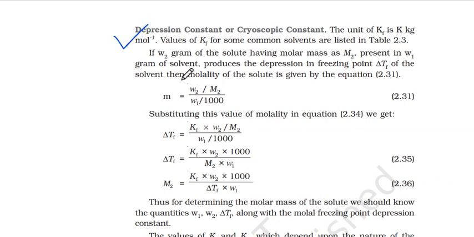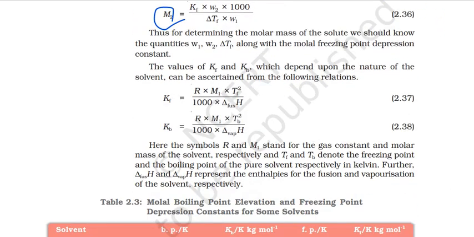If W2 gram of the solute having molar mass M2 present in W1 gram of solvent produce depression in freezing point delta TF, then molality can be written as this. You will substitute molality in delta TF is equal to m into KF, fine, and you will get M2. Molar mass again can be determined from here. Thus, for determining the molar mass of the solute, we should know these quantities and you will find it out.